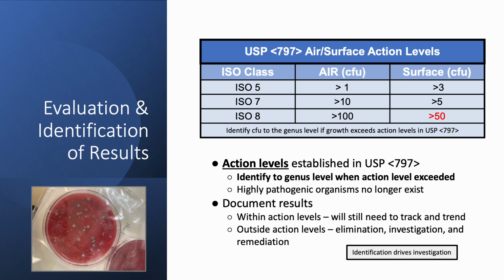Now, what's important to understand as well is we don't have to identify to the genus level anymore. We used to have to, even if we had 1 growth. Now we don't have to do this unless we grow above our actionable levels. Then we'll have to identify to the genus level. And also those highly pathogenic organisms that we used to be worried about, again, those are no longer a concern. We're just looking for CFU growth, and if we exceed those levels, then we need to identify to the genus level, and then we allow our identification to drive our investigation.